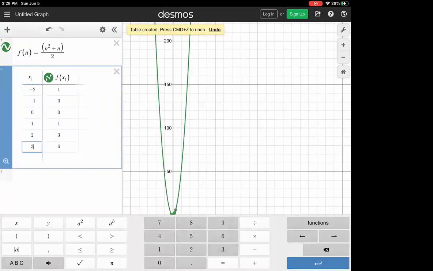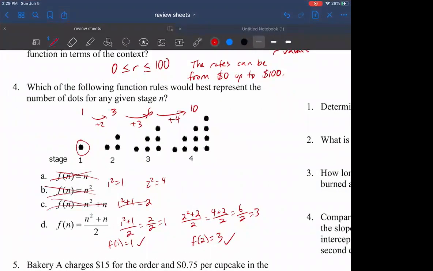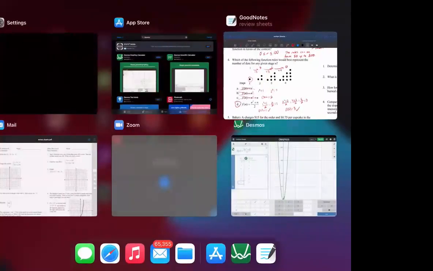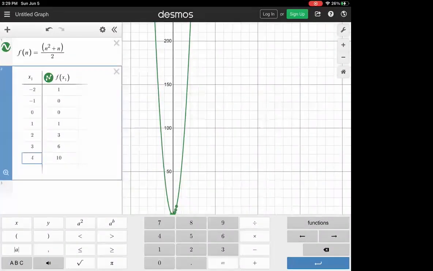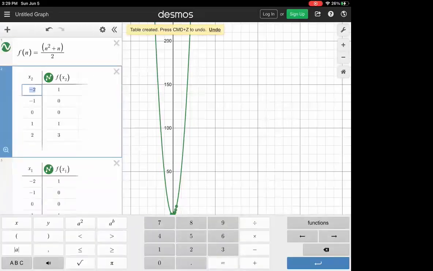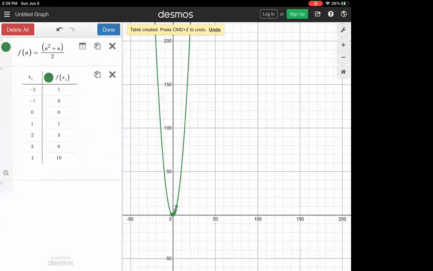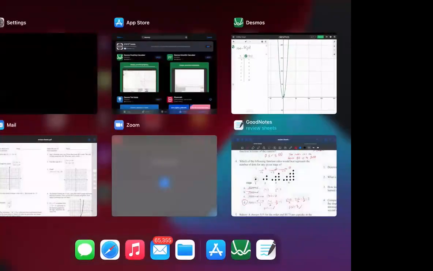And then just see, what about stage 3? What about stage 4? And look at these numbers we're getting. Stage 1 had 1, stage 2 had 3, stage 3 had 6, stage 4 had 10. That matches exactly what I see in the number of dots. So yep, D is going to be the correct answer. So showing you that Desmos will be able to take a function rule and turn it into a table, if you would like it to, by just hitting that settings button and then hitting the table button. Okay. So just wanted to point that out to you.